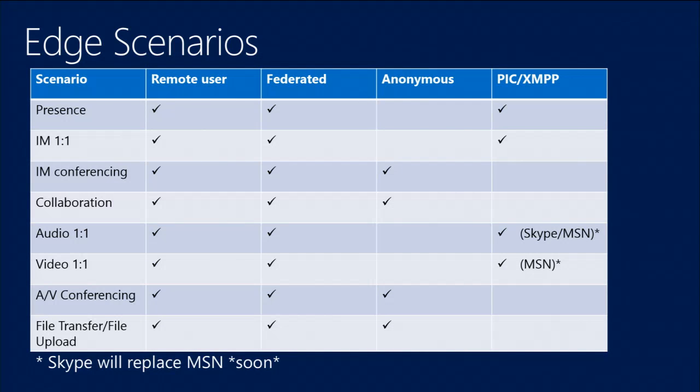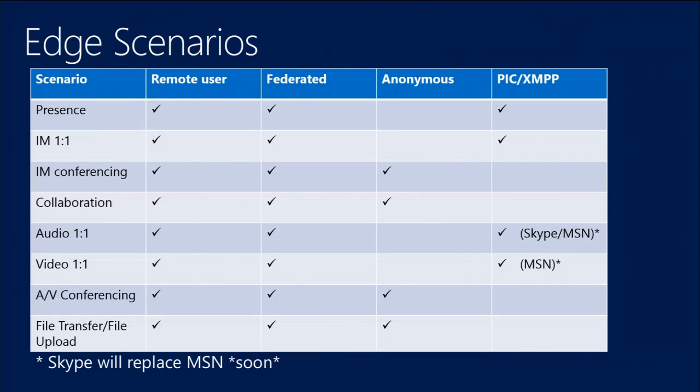And then the last column is what we call PIC or XMPP. PIC is the public IM connectivity, which is what allows us to connect to the public providers such as AOL, Skype, Yahoo for a while, but not so much anymore, MSN, which basically becomes Skype. And then also XMPP, which up until recently we could use to talk to things like Google Talk, until Google decided to remove XMPP support from Google Talk, so oh well.